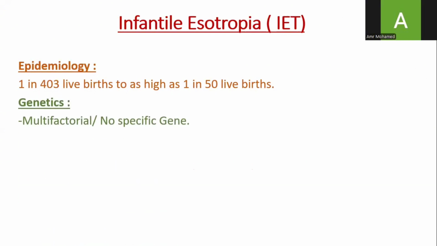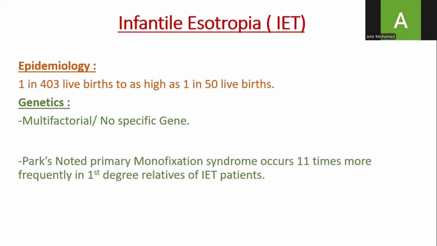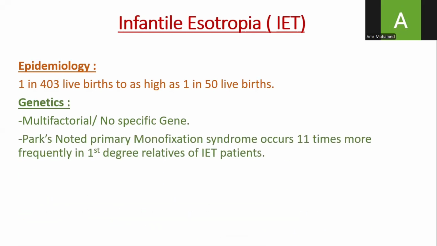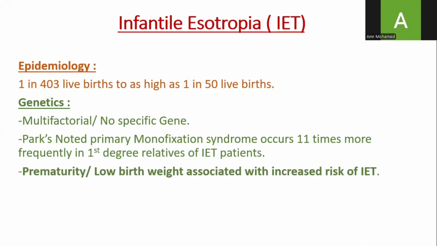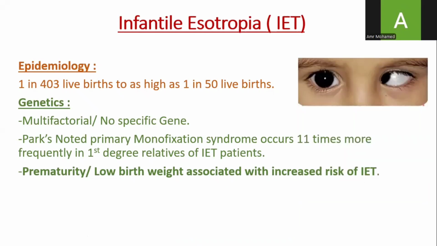Regarding the genetics, it is a multifactorial disease. There is no specific gene. But Dr. Marshall Parks noted primary monofixation syndrome occurs 11 times more frequently in first-degree relatives of infantile esotropia patients. Also, prematurity and low birth weight are associated with increased risk of infantile esotropia.